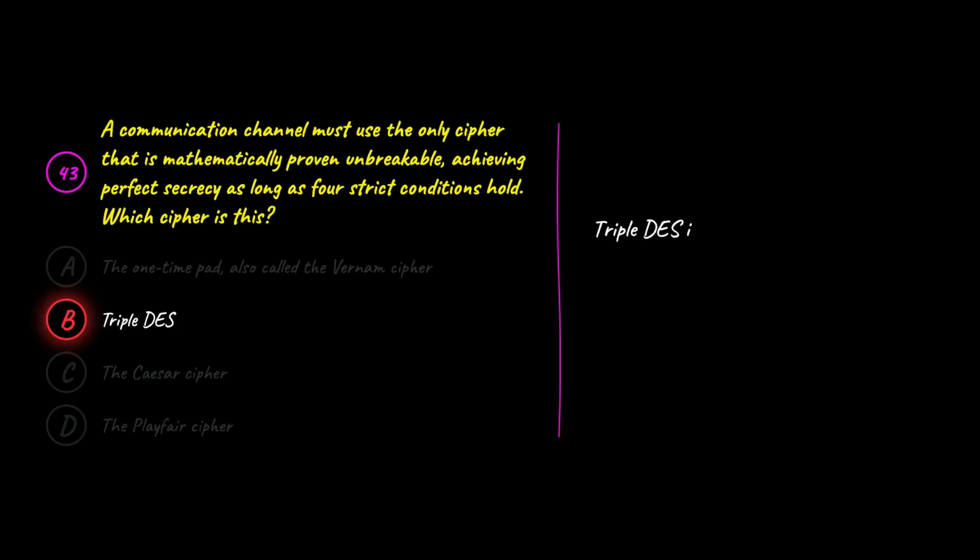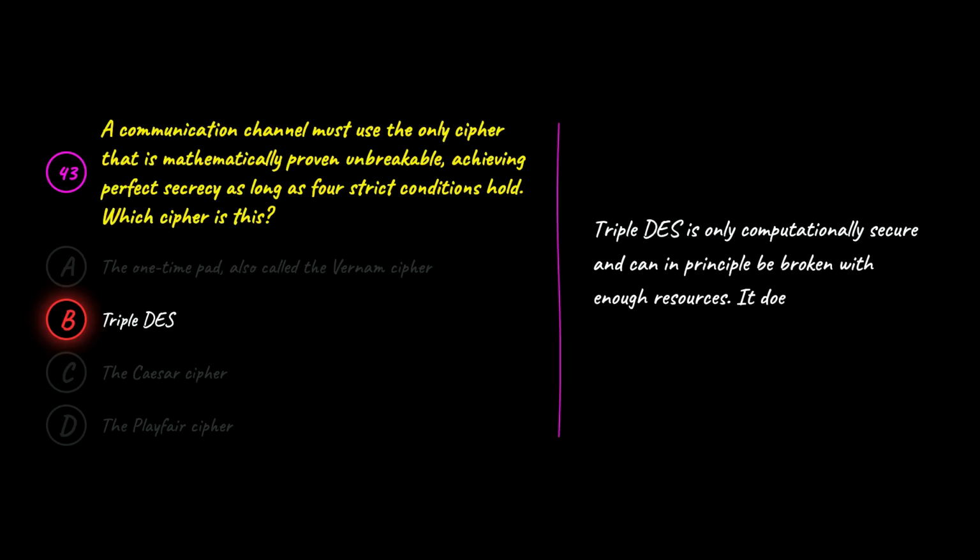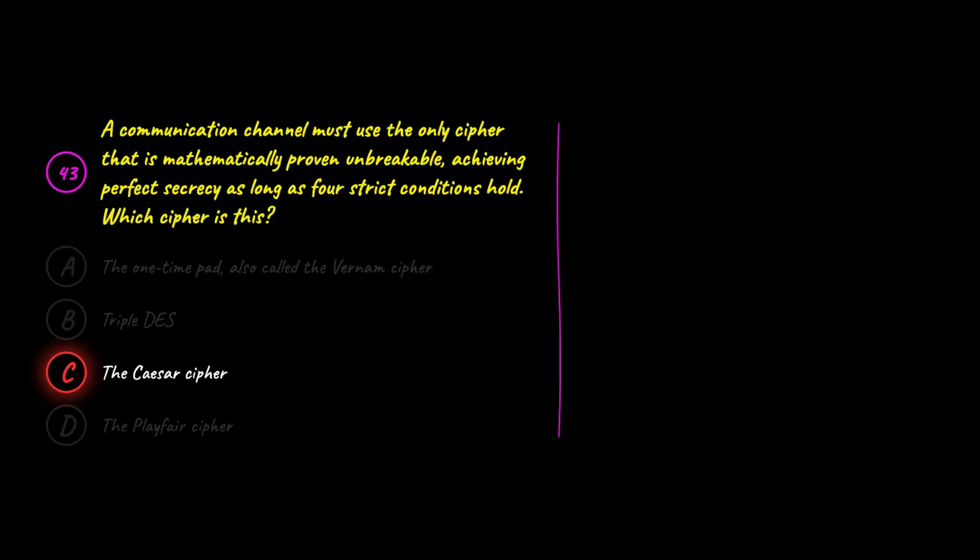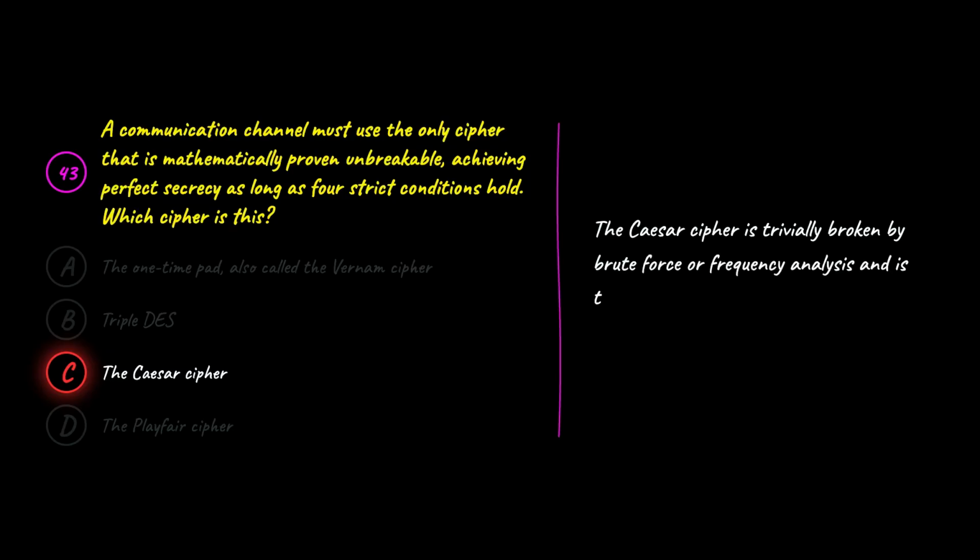B is wrong because triple DES is only computationally secure and can, in principle, be broken with enough resources. It does not provide the perfect secrecy of a one-time pad. C is wrong because the Caesar cipher is trivially broken by brute force or frequency analysis and is the opposite of unbreakable. It has no claim to perfect secrecy.